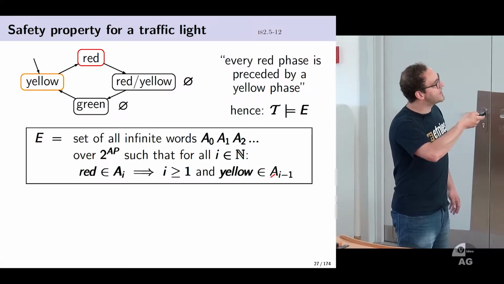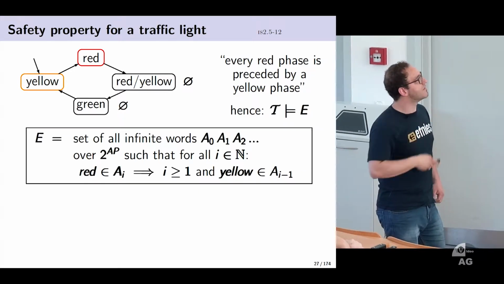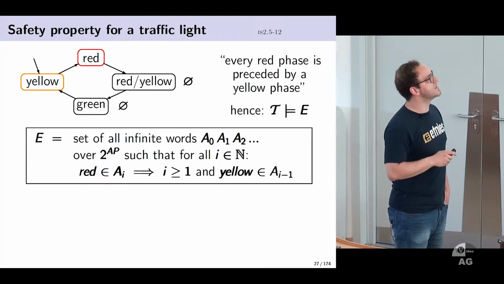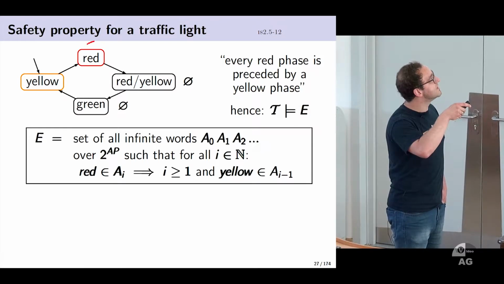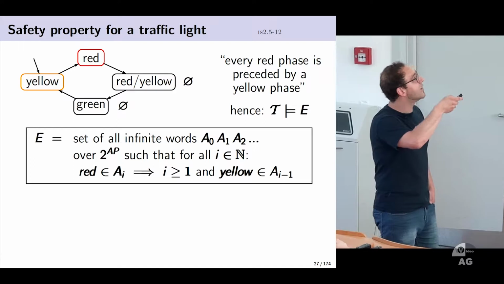And we require that yellow was actually in the previous set. Okay, this is the formal statement of this informal property. And if we look at this transition system, we see that it actually satisfies E, because you can only have a red state if it was directly preceded by a yellow state, and you cannot start in a red state.